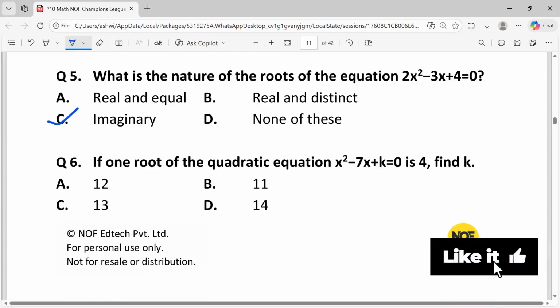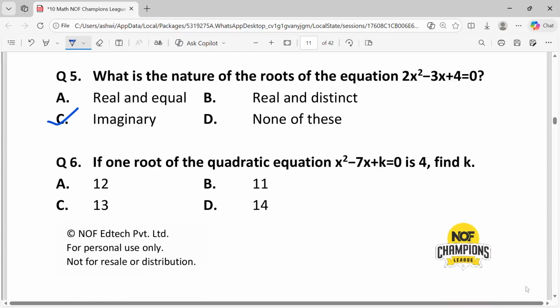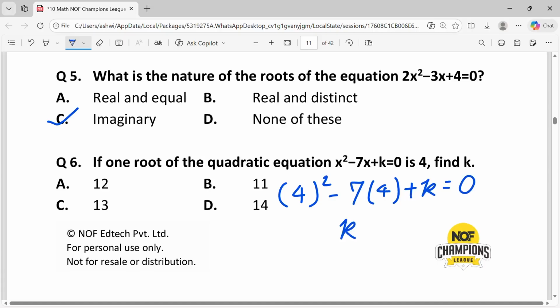Question 6. If one root of the quadratic equation x² - 7x + k = 0 is 4, find k. If x = 4 is a root of the equation, it must satisfy the equation, that is 4² - 7 × 4 + k = 0. Solving for k, we get k = 12. That is option A.